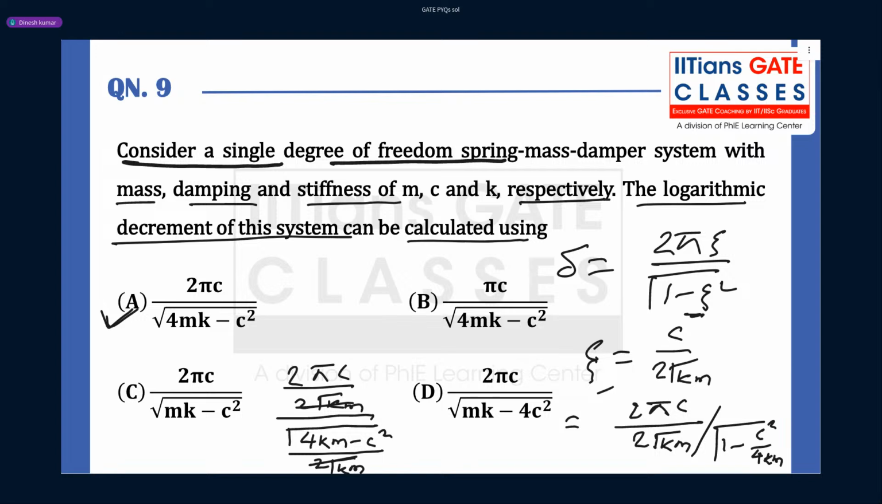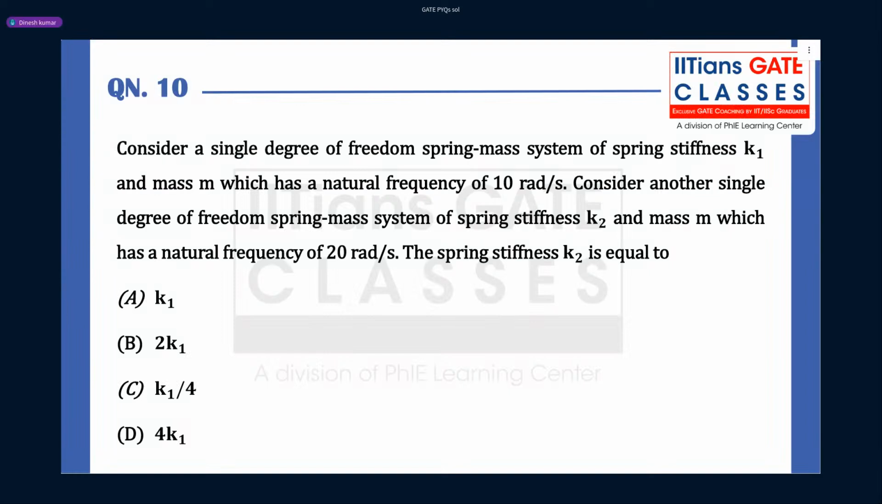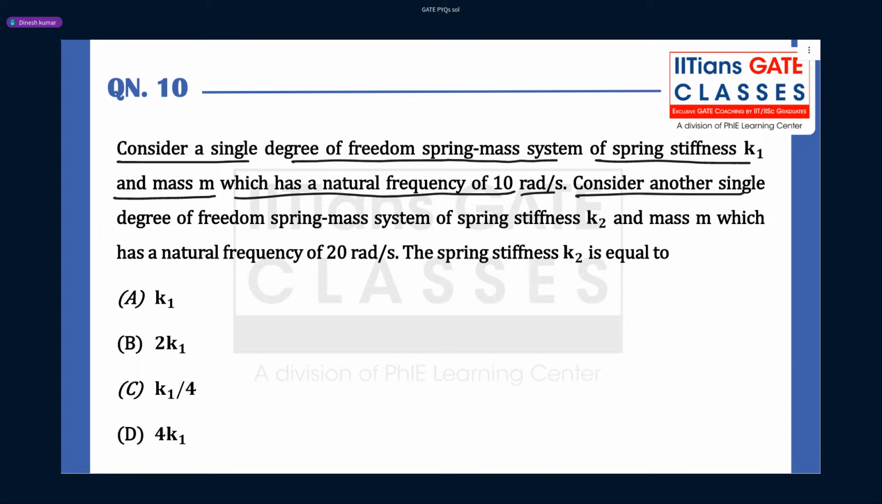What does it say? It was a very simple question. Consider a single degree of freedom spring mass system of spring stiffness K1 and mass M, which has a natural frequency of 10 radian per second. Consider another single degree of freedom spring mass system of spring stiffness K2 and mass M, which has natural frequency 20 radian per second. The spring stiffness K2 is equal to?